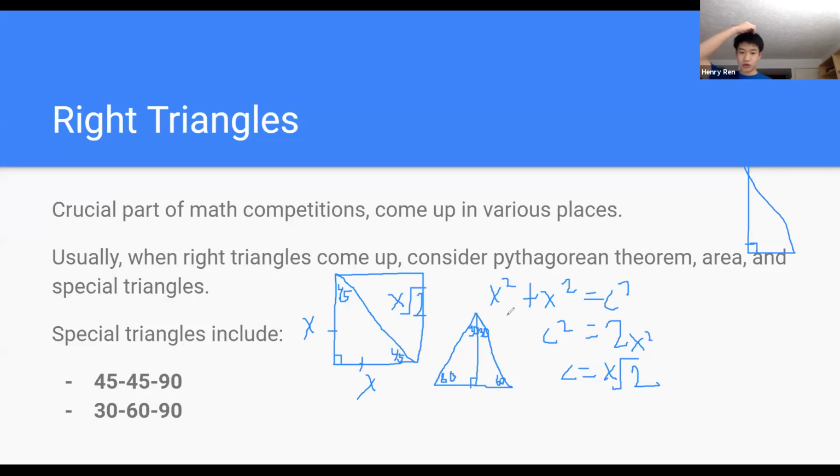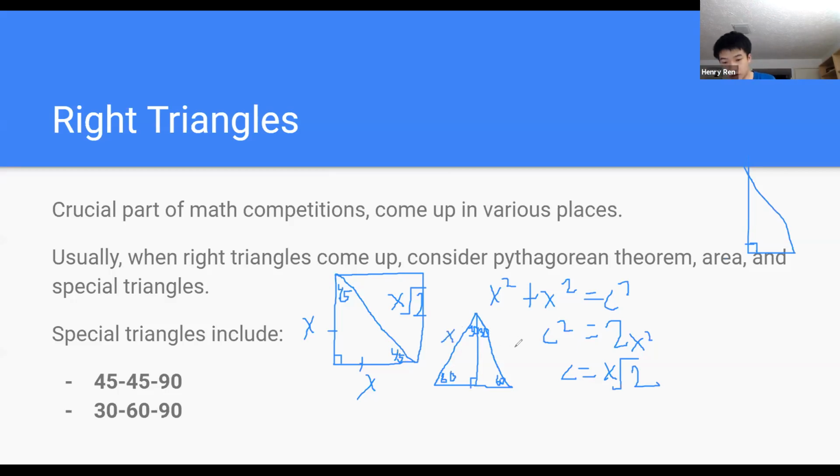A 30, 60, 90 triangle is created whenever you drop an altitude from the point of an equilateral triangle. By the way, an altitude is just the perpendicular line from the point of a triangle to the opposite side. Okay, in this case, let's call this x.